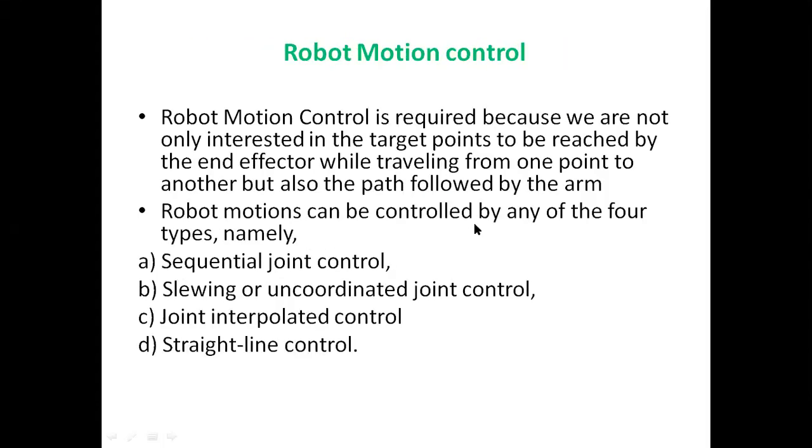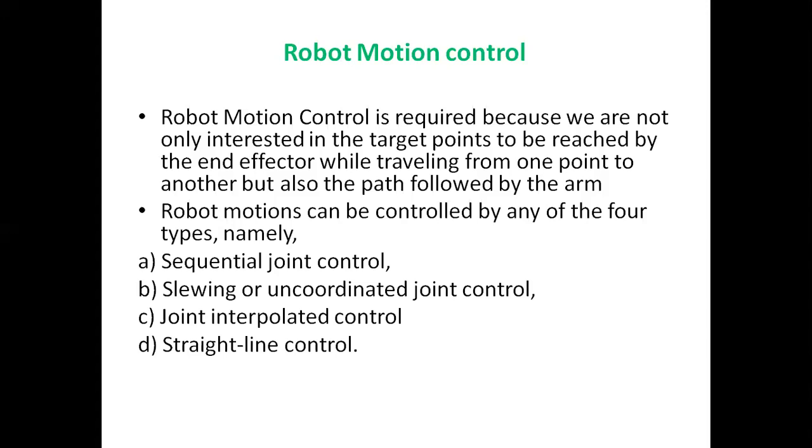Next, robot motion control. We are not interested only in the target points. When the arm travels from one point to another, we need to follow the path preferred by the arm. This can be controlled by any one of four types: sequential joint, slewing or uncoordinated joint, joint interpolated, and straight line control.